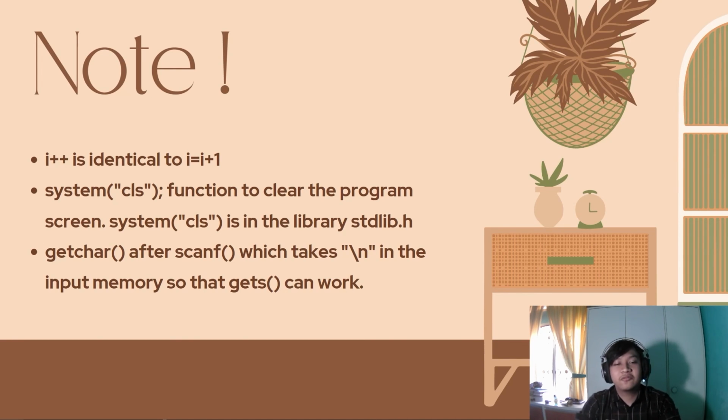Note for the fourth module: I++ is identical to I equals I plus 1. The system cls function is to clear the program screen. System is in the library stdlib.h. Use getchar after scanf, which takes the \n in the input memory so that gets can work. This means if we don't use getchar before the gets after scanf, then gets won't work.